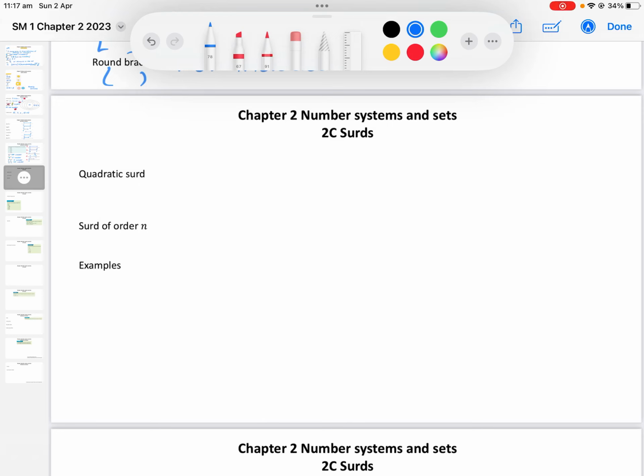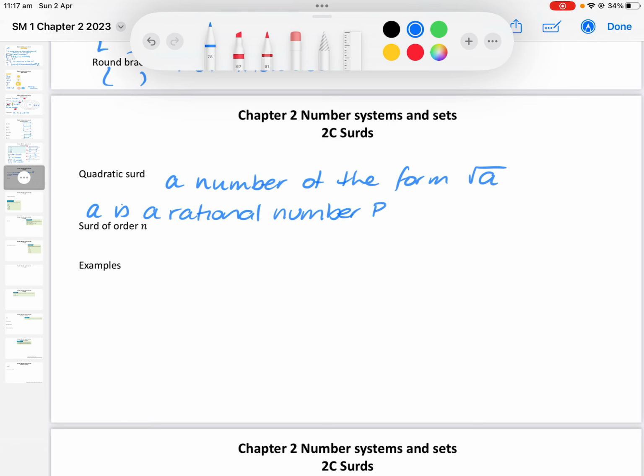So you've probably heard the term surd before, but now we're going to call it a quadratic surd, and that is a number of the form square root a, and that a is any old number, and a must be a rational number but not a perfect square. Because if a is something like 25, square root of 25 is 5, which is not a surd, it's just a natural number.